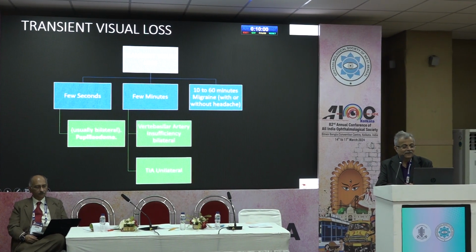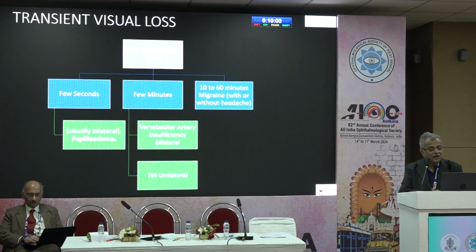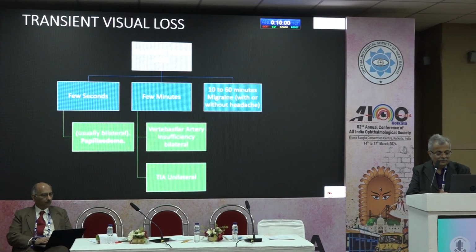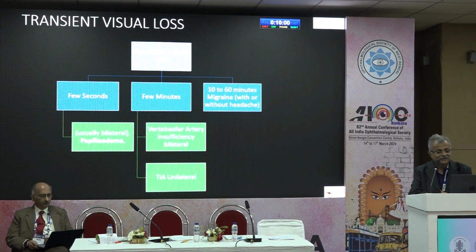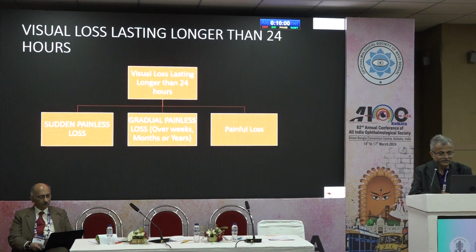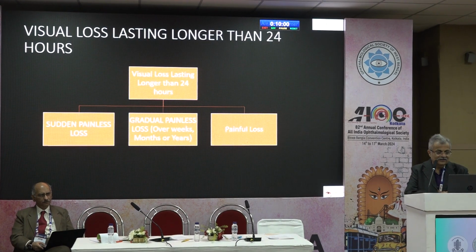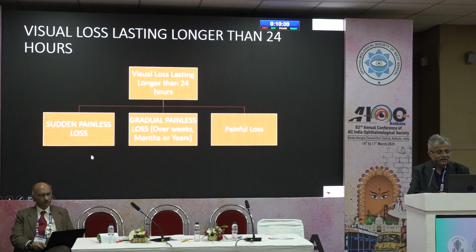Sometimes when it's bilateral, it could be vertebro-basilar artery insufficiency. But when it's more than 10 minutes up to 1 hour, it's usually ophthalmic migraine with or without headache. Here the patient usually can have some aura, seeing flashes or something. Now vision loss lasting longer than 24 hours can be sudden painless loss, gradual painless loss, or painful loss.